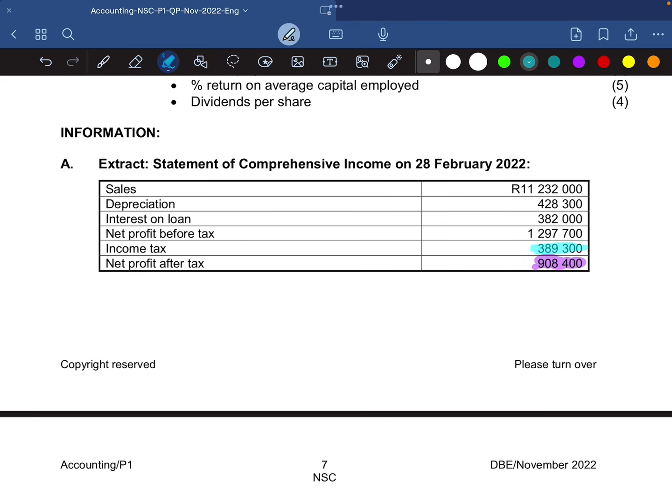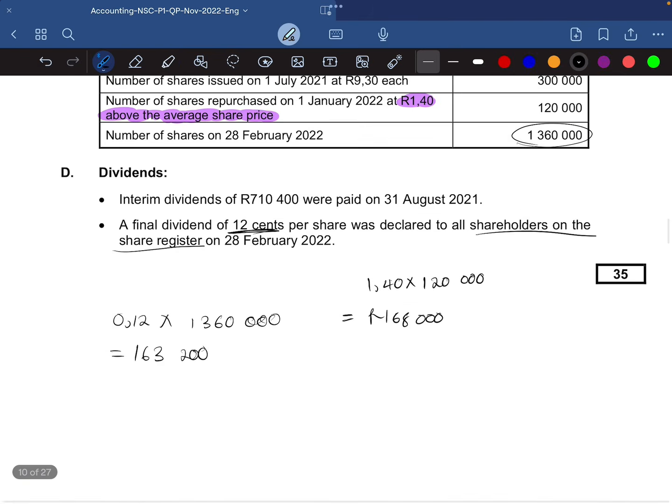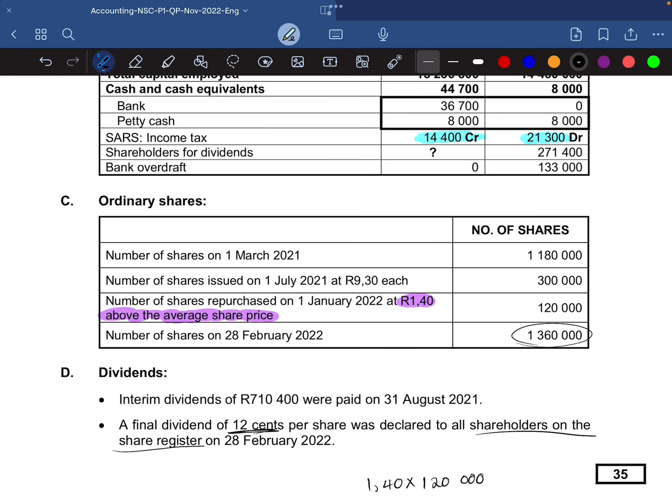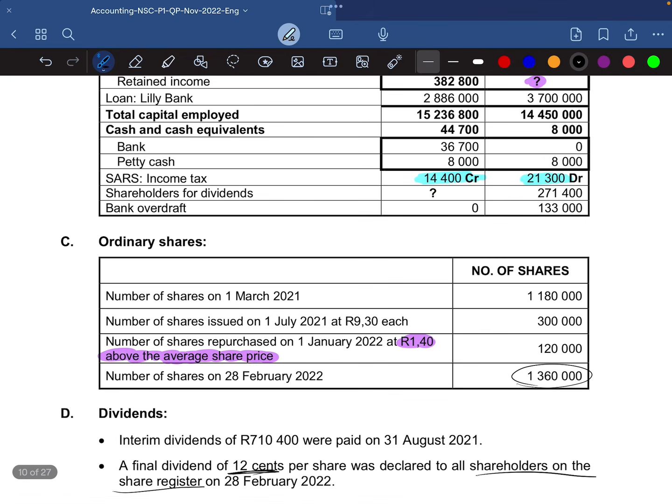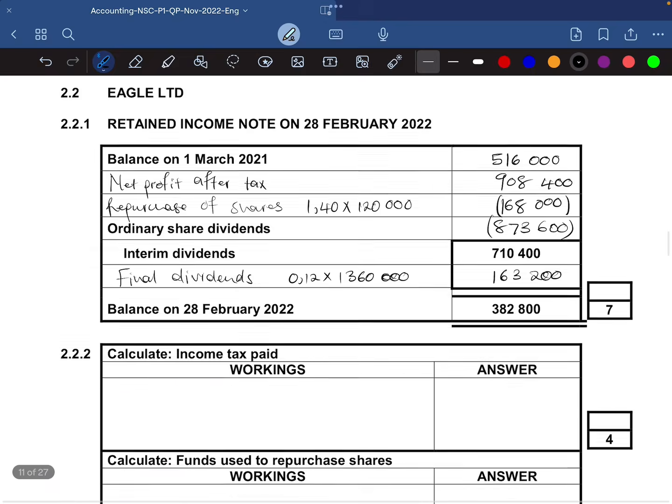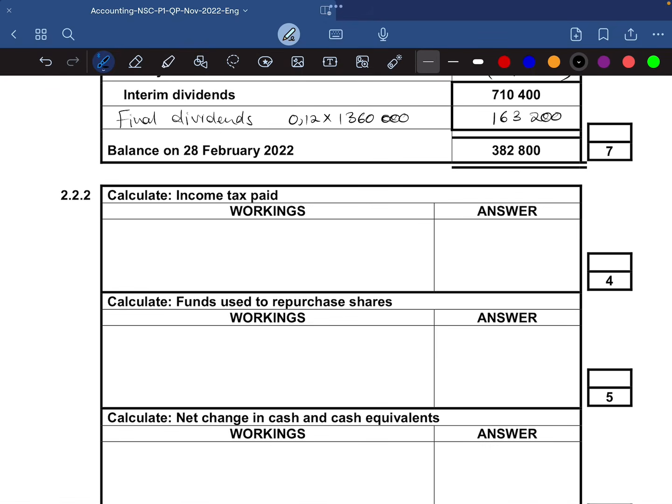So that's 389,300. So the three amounts are really important, and those are what we're going to use to determine what we owe or what SARS owes to the business. Now here we are shown that at the start of the year we had a debit balance of 21,300, which means SARS was owing the business. Remember that this is regarded as cash flows. Okay, so it's a matter of paying cash and giving back to SARS, or SARS giving back to the business.